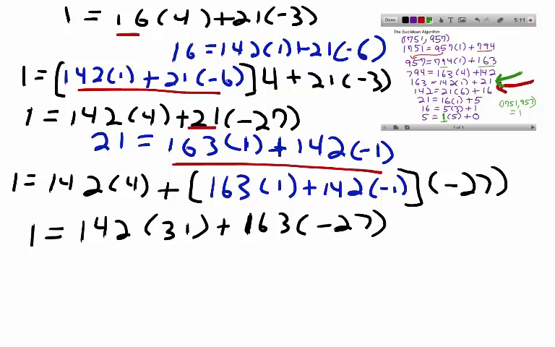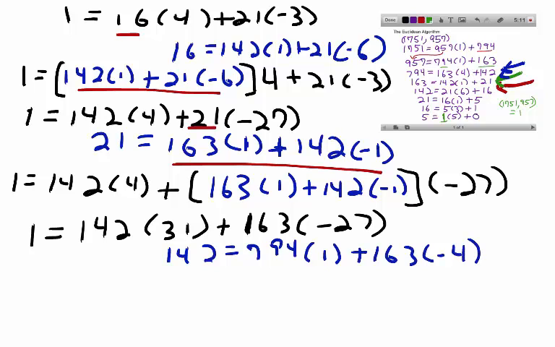Going back to our original work in the Euclidean algorithm, we move up one line and we set that expression equal to 142. That gives us 142 equals 794 times 1 plus 163 times negative 4. We take this expression and substitute it for 142 in the line above.